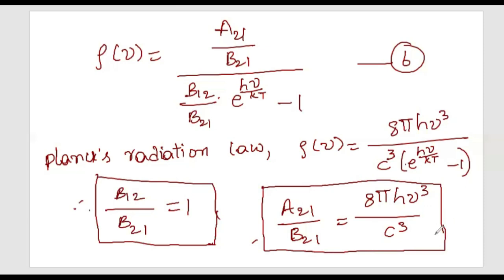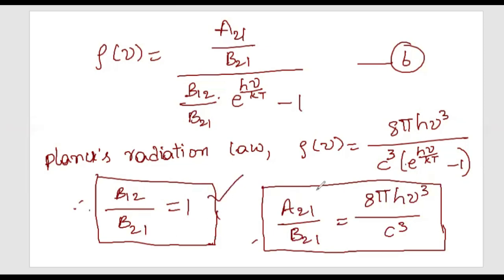So by using these two relations, we can identify the medium which is having the stimulated emission process. This B12 by B21, B12 means it is the rate of stimulated absorption, whereas B21 is the rate of stimulated emission. So the ratio of the stimulated absorption to the stimulated emission is equal to 1. That means whatever the absorption process is going on, if all the atoms are coming down stimulatedly, then that medium is suitable for the laser transition.